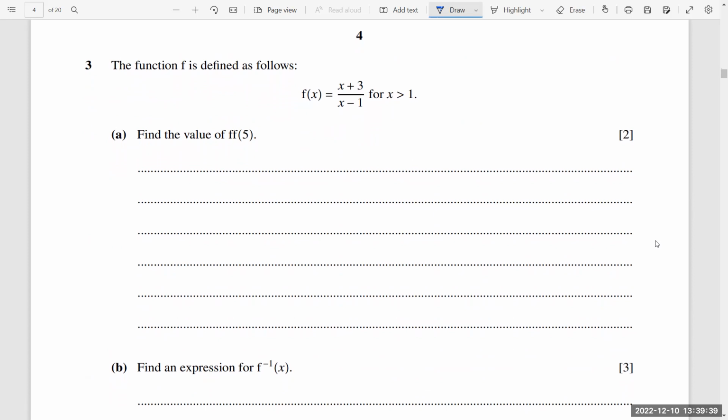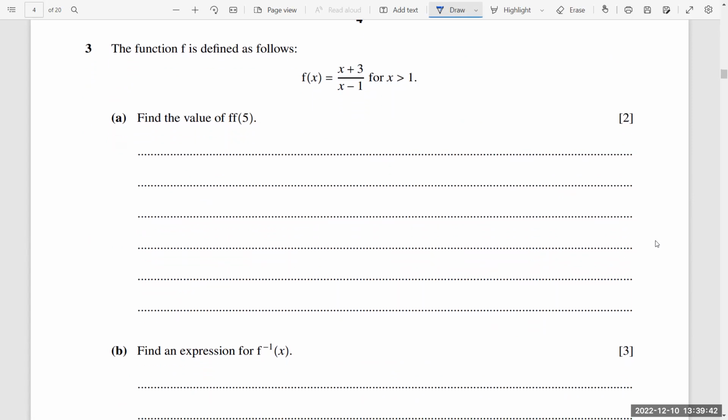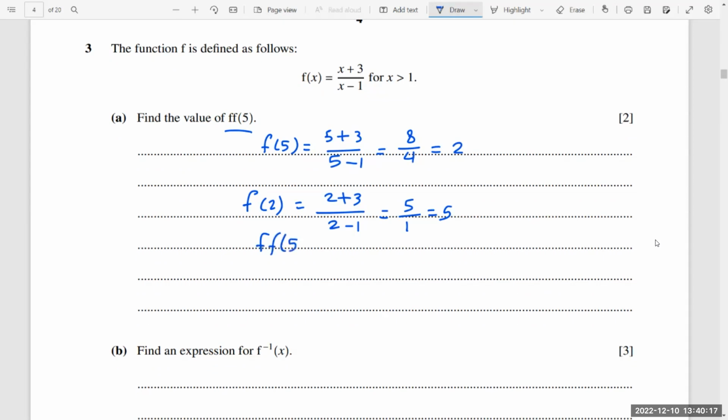The function f is defined as follows: f of x equals x plus 3 over x minus 1 for x bigger than 1. Find the value of f of 5. First of all, find f of 5 by writing 5 plus 3 over 5 minus 1. You get 8 over 4, which is 2. And after that, find f of 2. You get 2 plus 3 over 2 minus 1. 5 over 1 is equal to 5. So f squared of 5 is equal to 5. Okay?